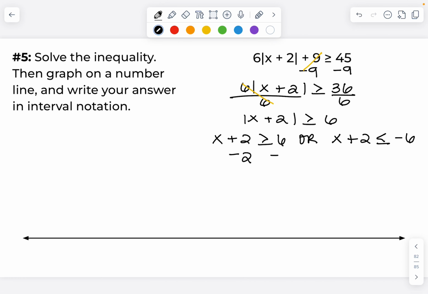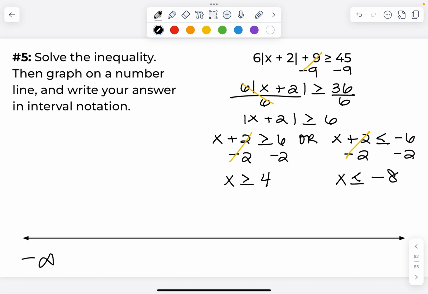All right, so to solve both of these inequalities, I can do the same thing across both. I think I just called them equations. I meant inequalities. I need to subtract 2 to get x by itself. So over here on the left, I get x is greater than or equal to 6 minus 2 gives me 4. Over here on the right, I get x is less than or equal to negative 6 minus 2 is going to give me negative 8.